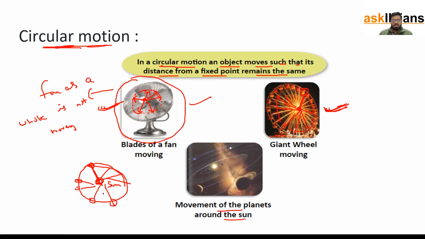So what is circular motion? If you have to define it, in circular motion or in any motion, if the distance of the object from a fixed point is constant, then that type of motion is known as circular motion.